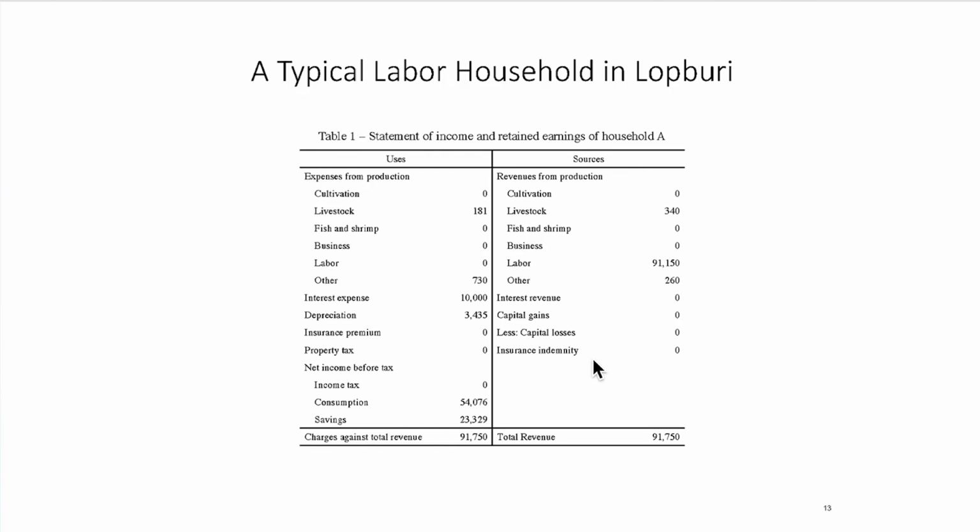Those are the sources, and then the uses, so to speak, or you could say revenues versus costs. You have expenses from each of the activities. For livestock, if they're in debt, they have interest expenses. There's the depreciation that we talked about last time. And then these are charges against revenue. So in addition to having expenses for production, they might pay taxes. These guys don't, but they can either consume the rest or save.